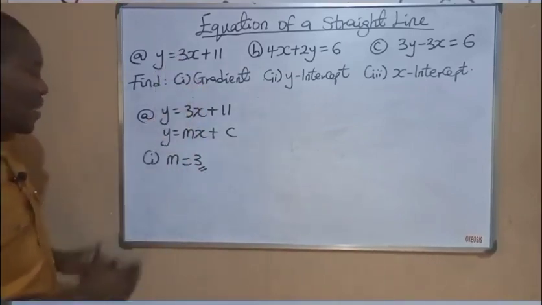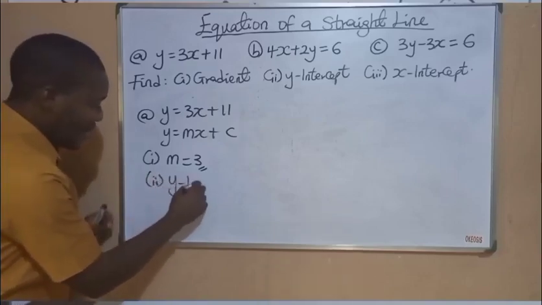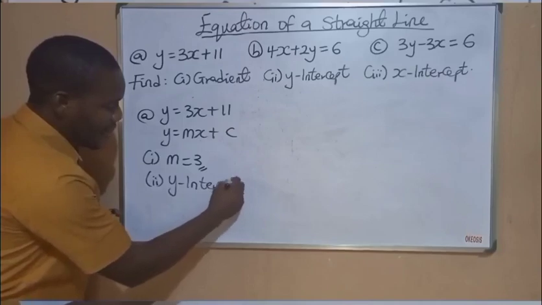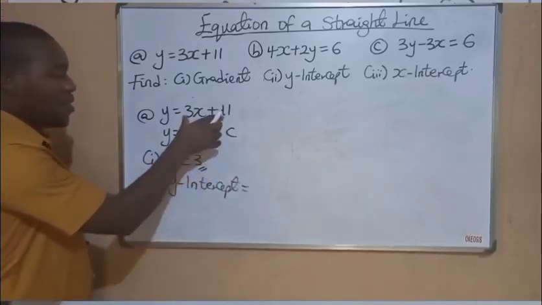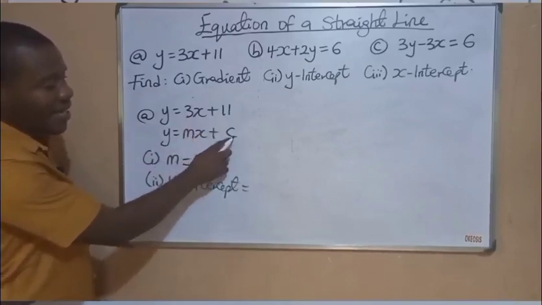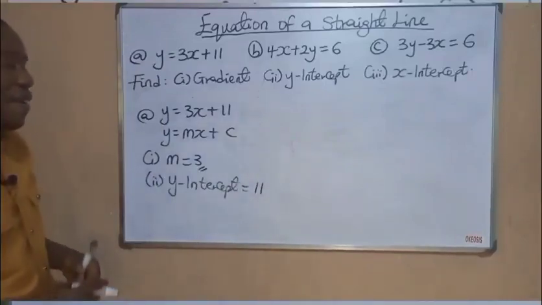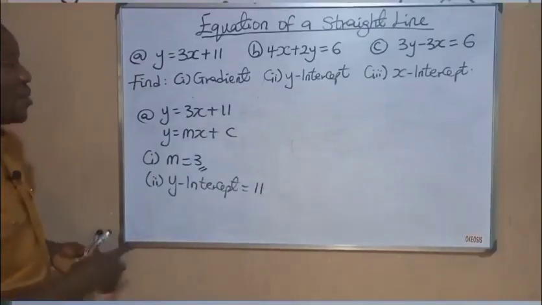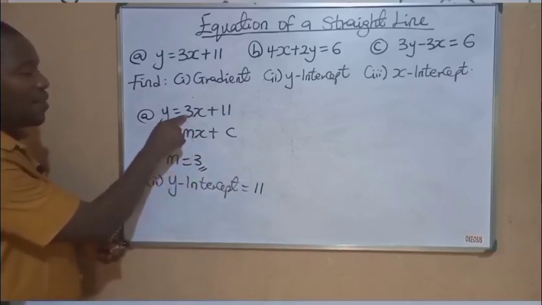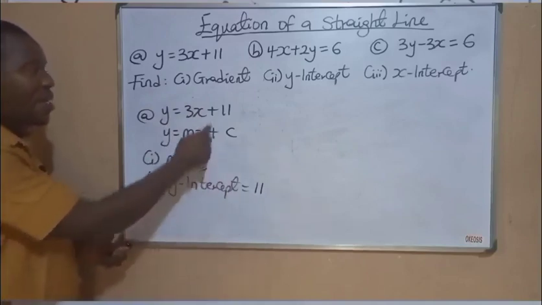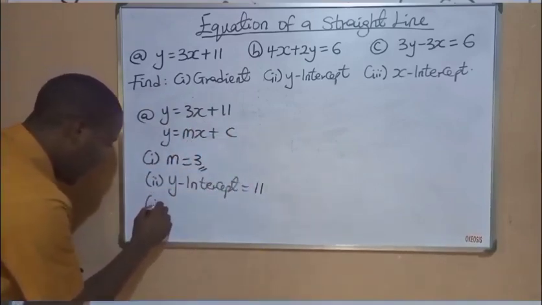We are done with question I. We go to question II. We're asked to find the y-intercept. When we define y-intercept, we said that the y-intercept is the same as c. So when we compare this equation and the general form, we will see that c is the same as 11. So our y-intercept is 11, which is the value of y when x is 0. We can also solve this by just putting in 0 for x, and we will have y becomes 3 times 0, which is 0, plus 11. 11, that's our y-intercept.